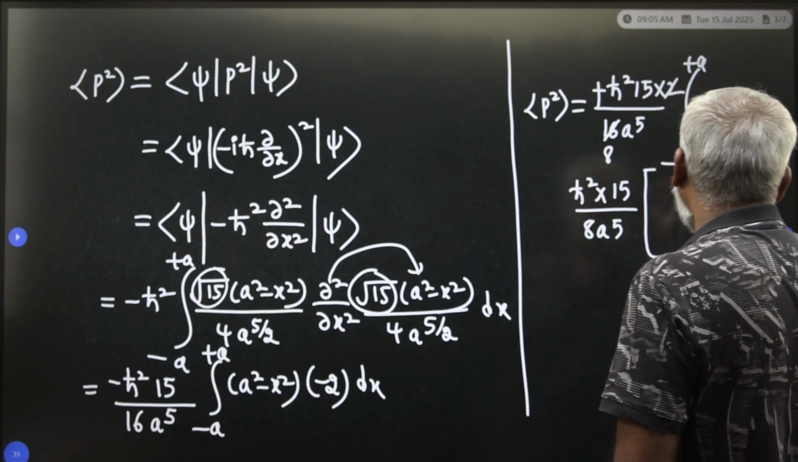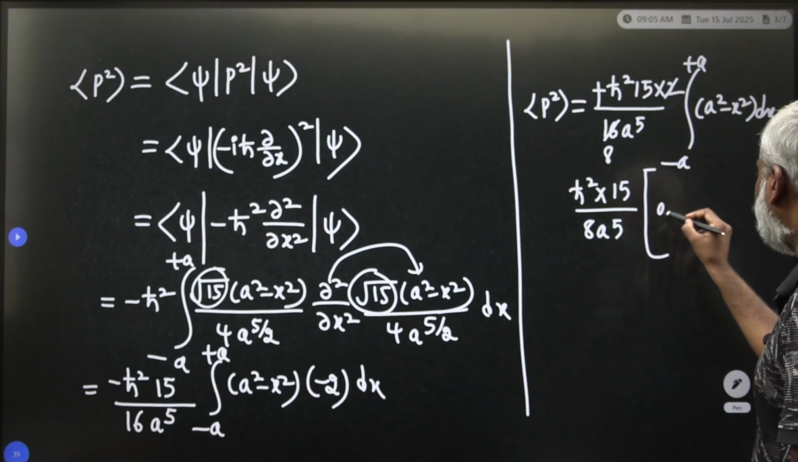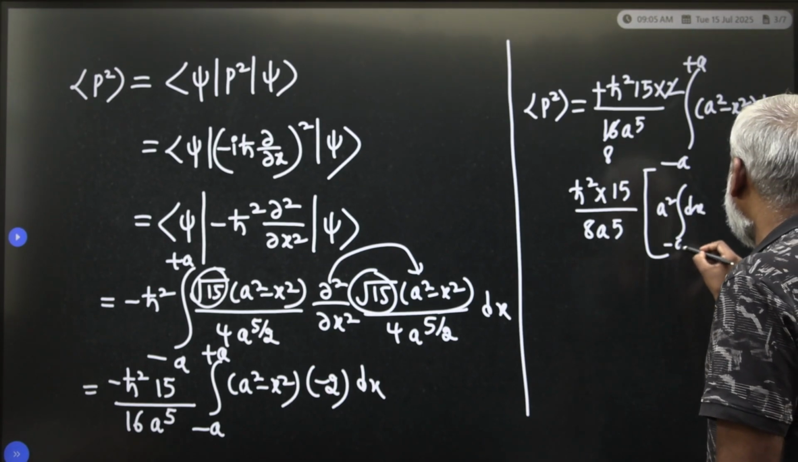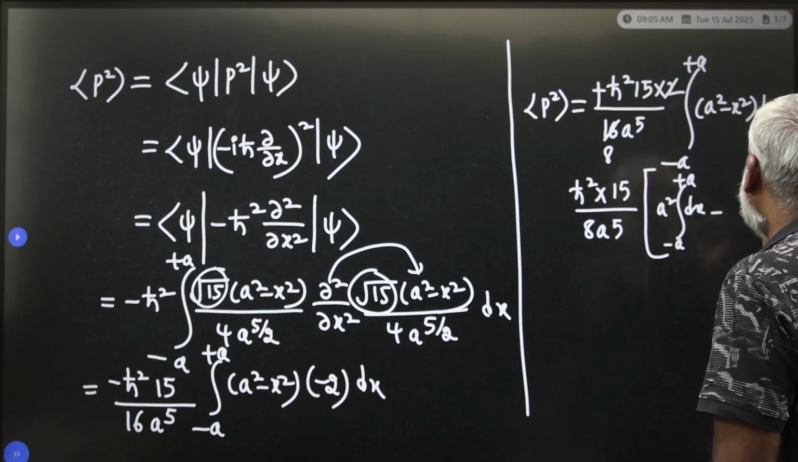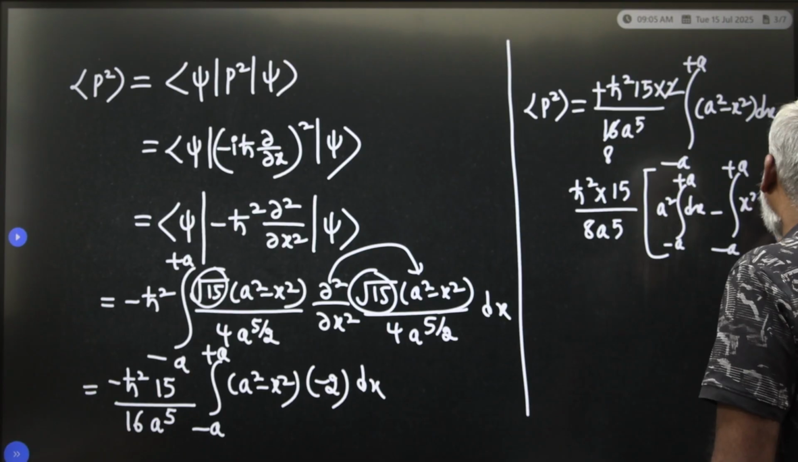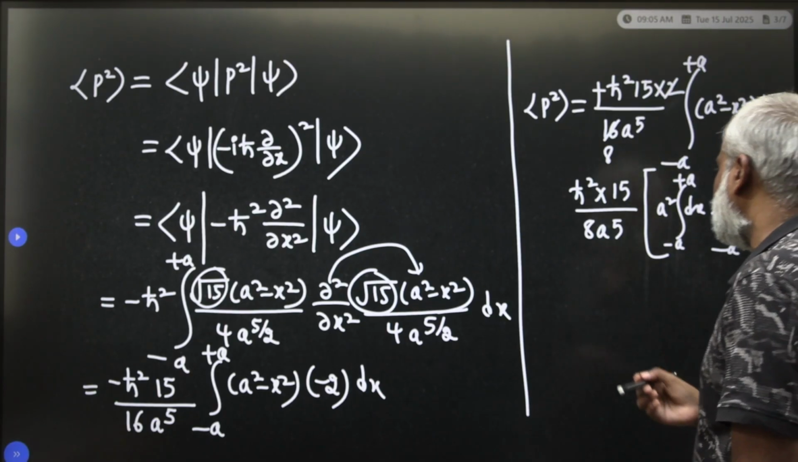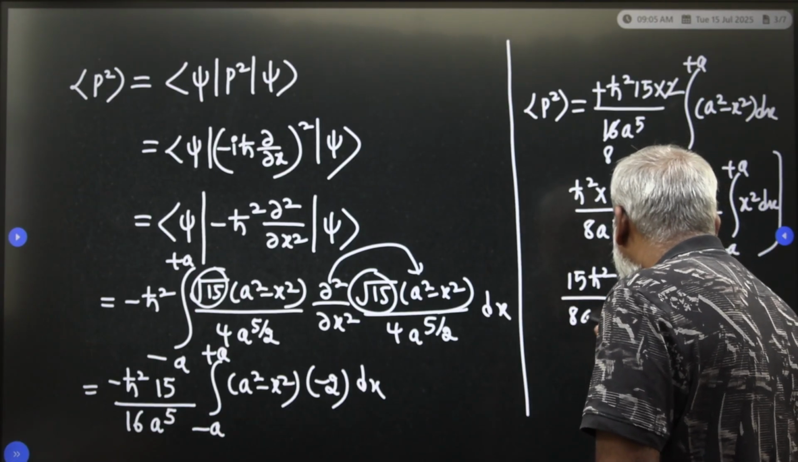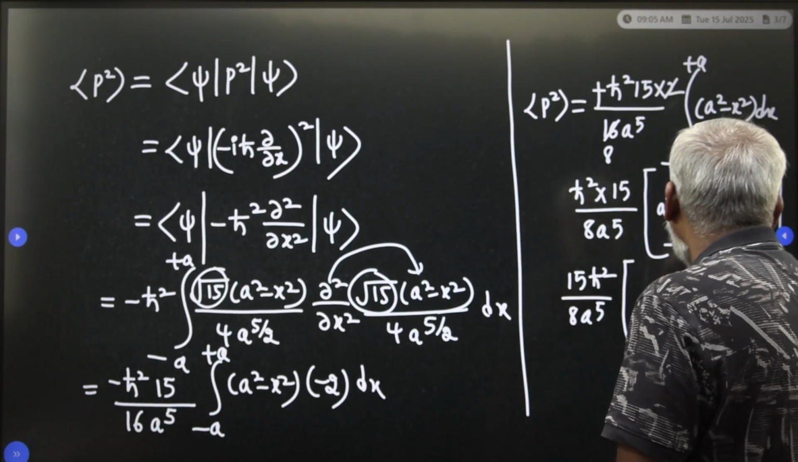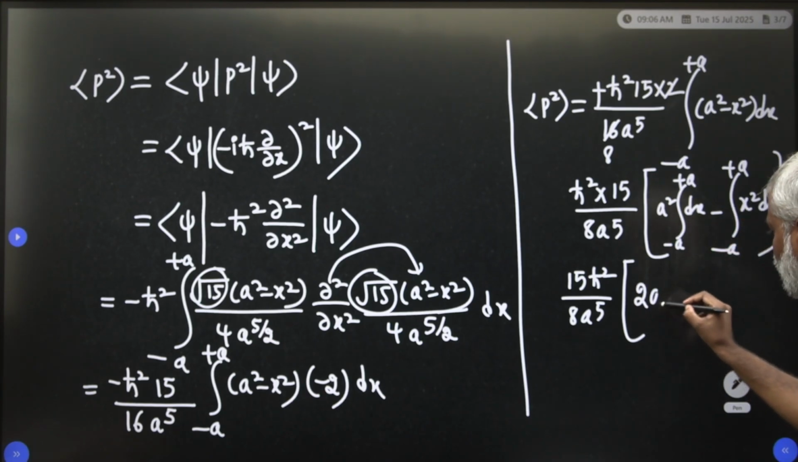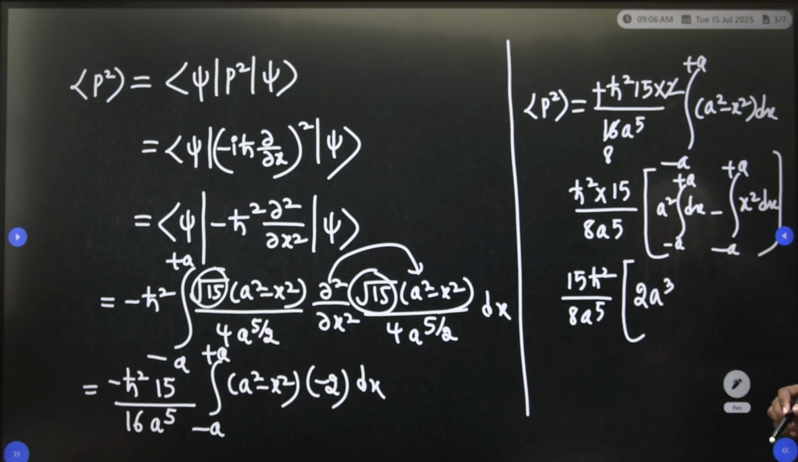So you have to take the integration. Integral of a square dx, you have to take it from minus a to plus a, minus integral from minus a to plus a of x square dx, you have to substitute. Therefore 15 h cut square divided by 8a to the power of 5 into, so you have to take it as a square; this is the a, a plus a is 2a, so this one you are able to get as 2a cube.